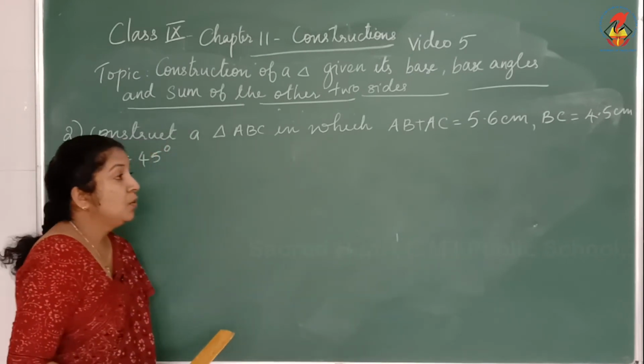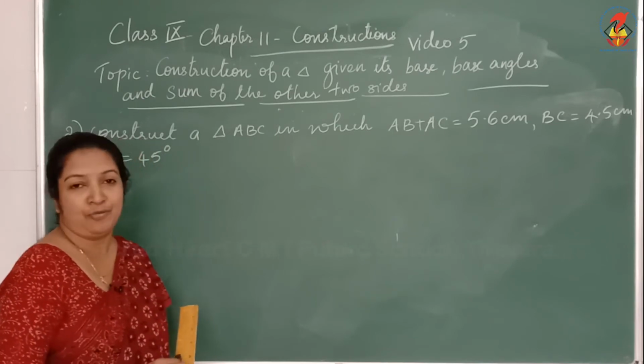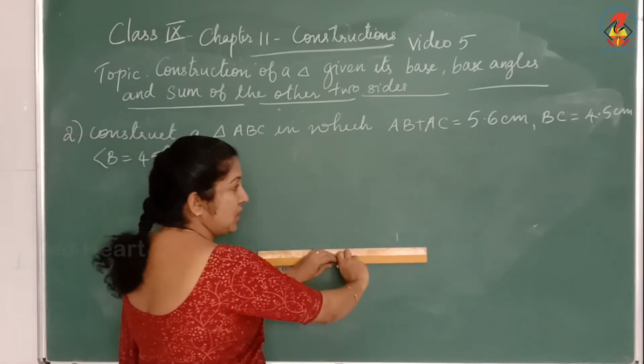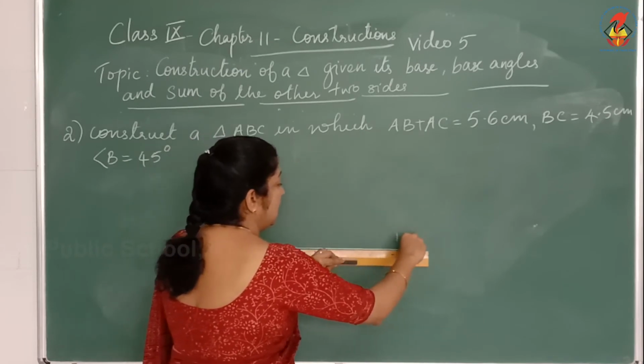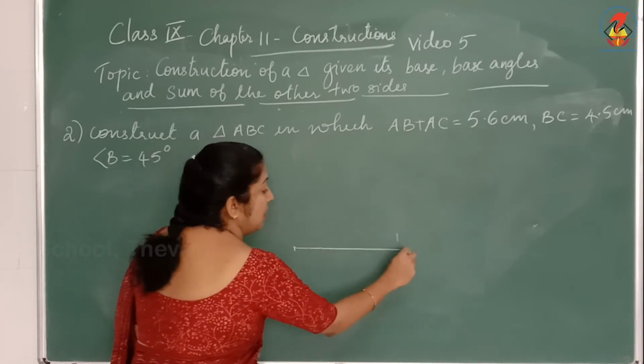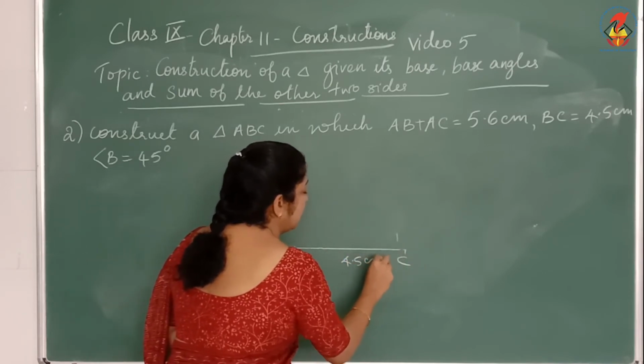So what is the base here? Here BC is the base. How much is given? 4.5 centimeter. So I am not taking 4.5. I am just drawing a line segment BC and marking it as 4.5 centimeter.